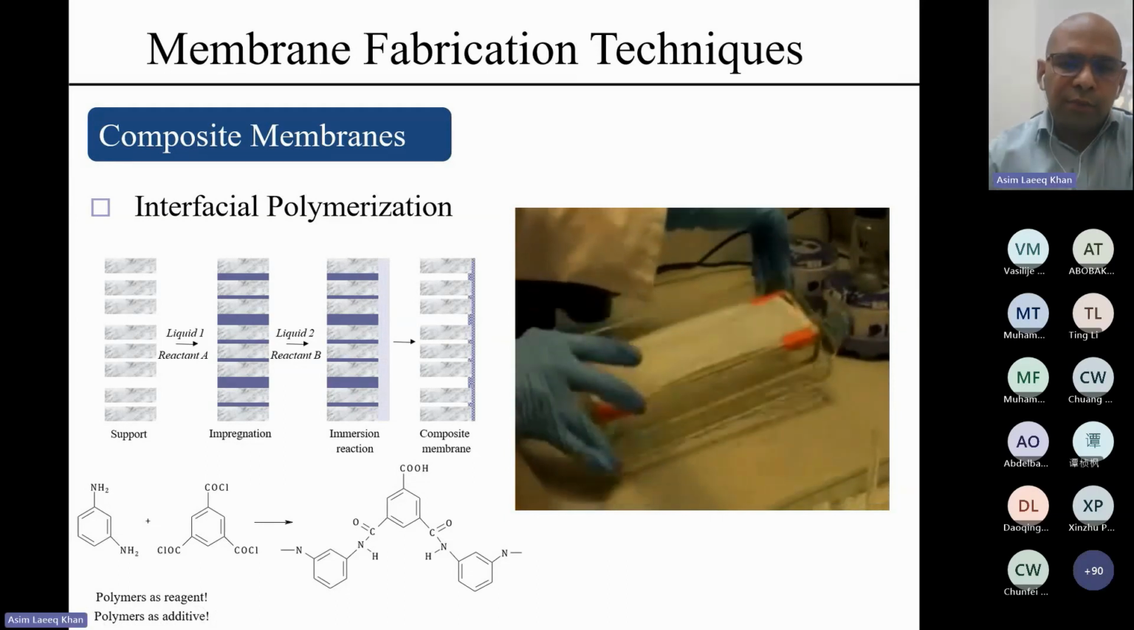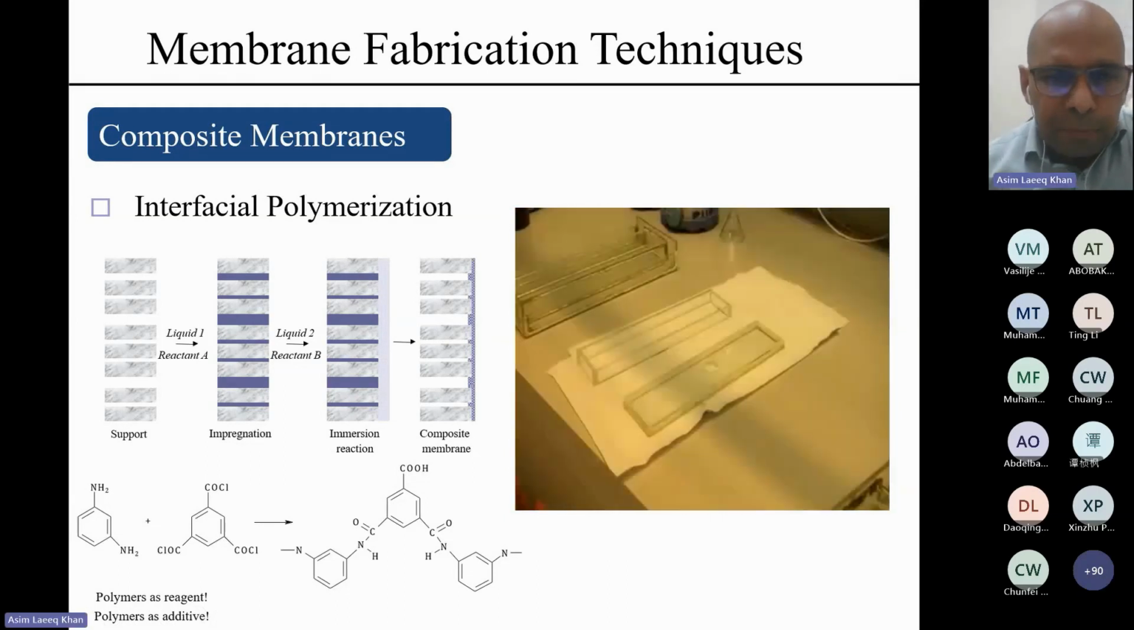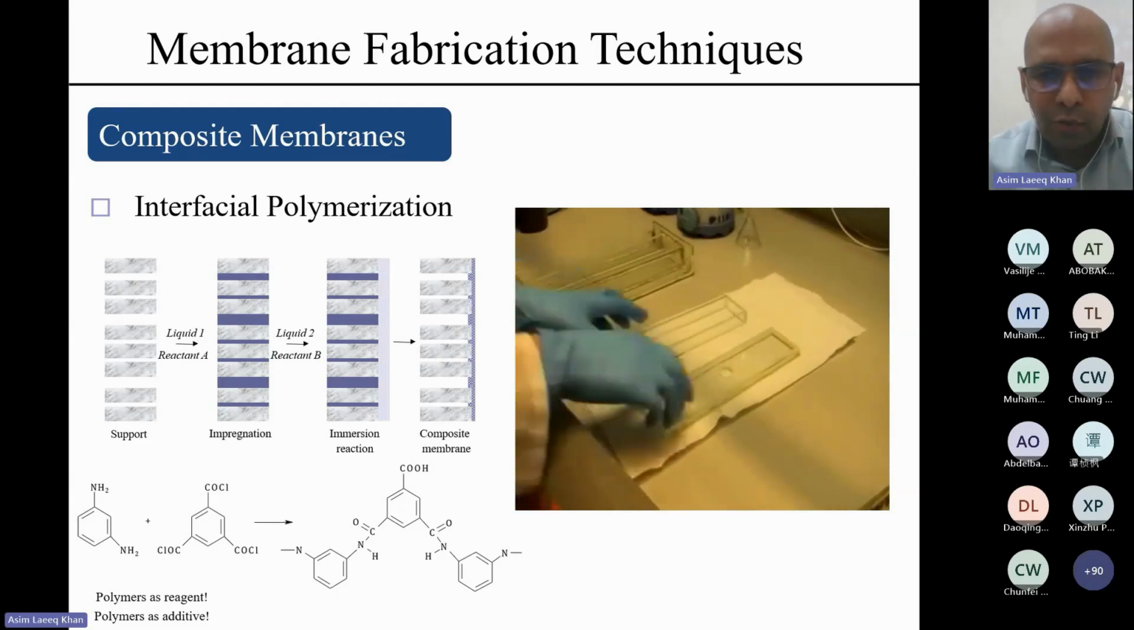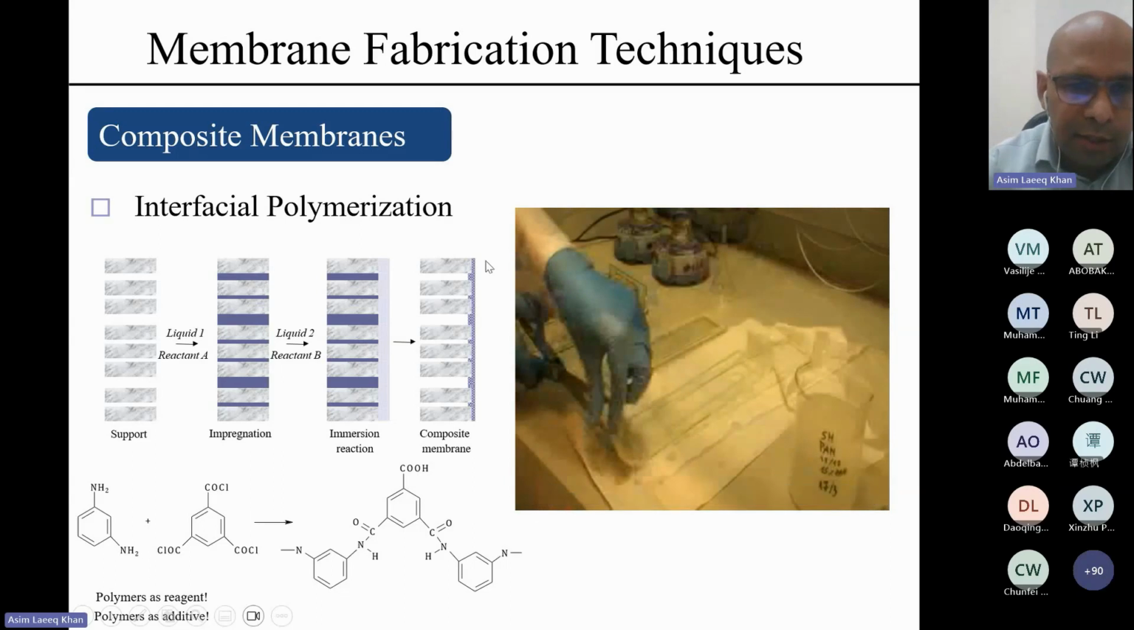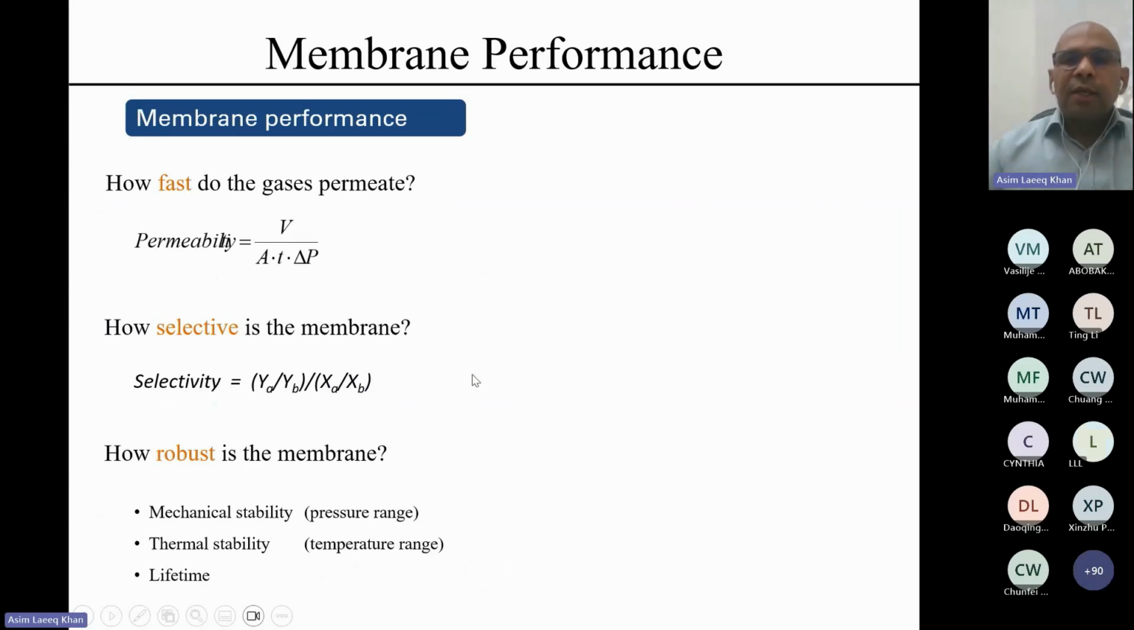At the interface of these two solutions, abrupt polymerization takes place, and after we carry out washing and drying, all of the solvent is gone, and what's left behind is a thin top layer. And these membranes that have two different types of materials, a porous substrate of a different polymer and a top layer of a different polymer, are called composite membranes.